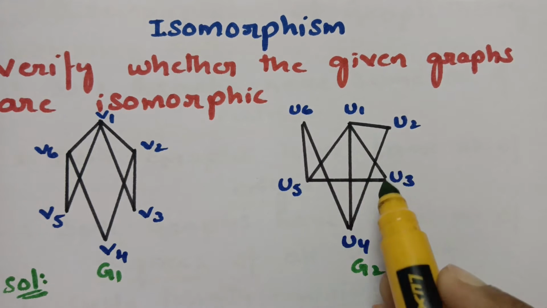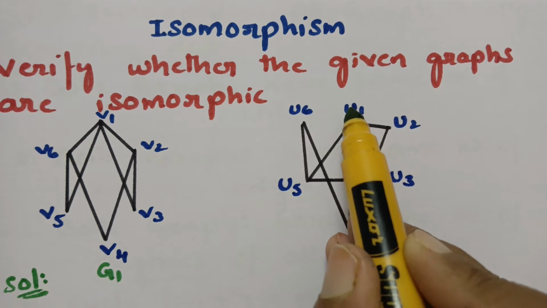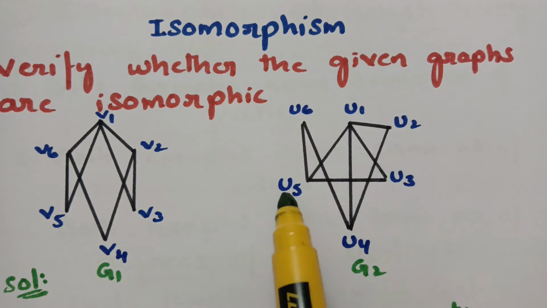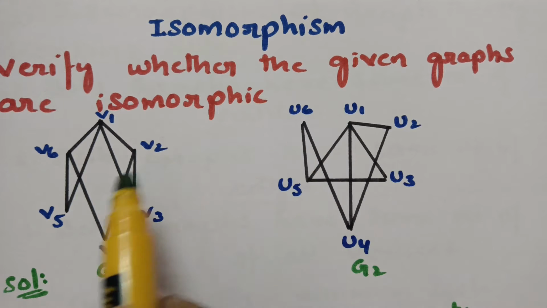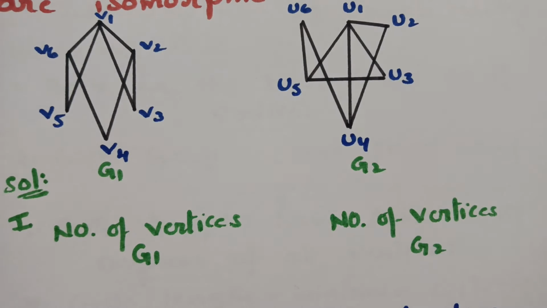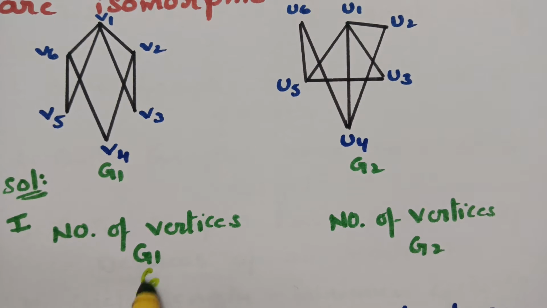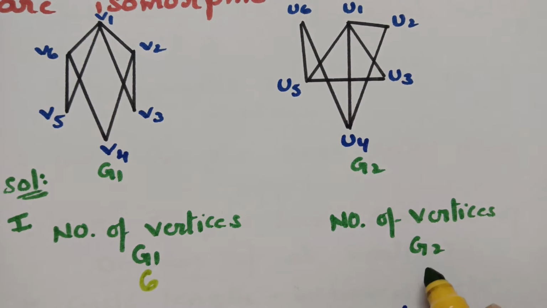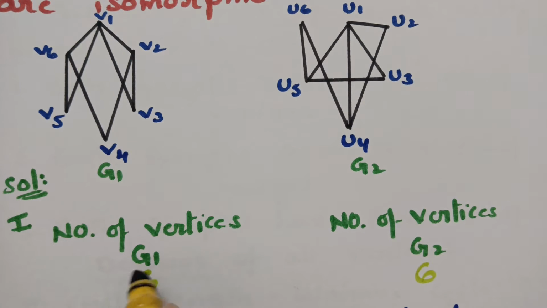And in this graph, how many vertices are there? U1, U2, U3, U4, U5 and U6. So in both the graphs, we have the same number of vertices. The number of vertices in G1 is 6 and in G2 the number of vertices is 6. And next coming to the edges here.